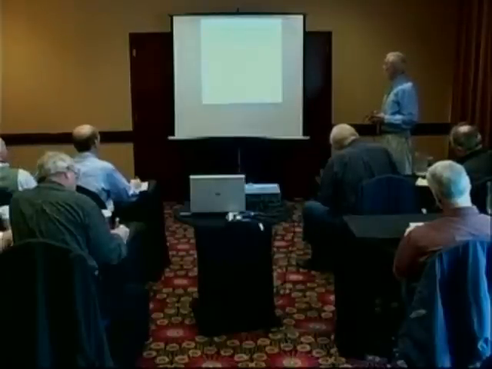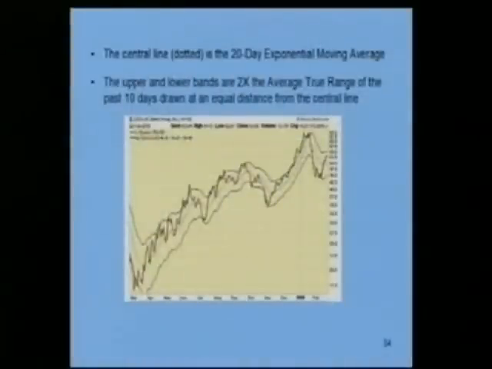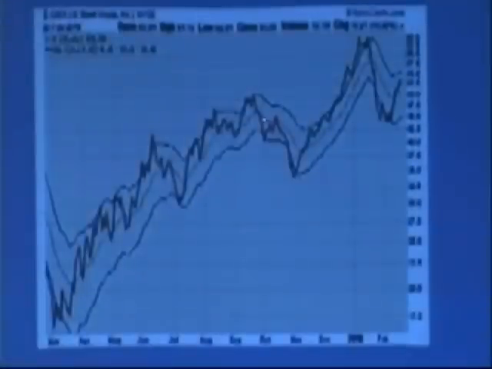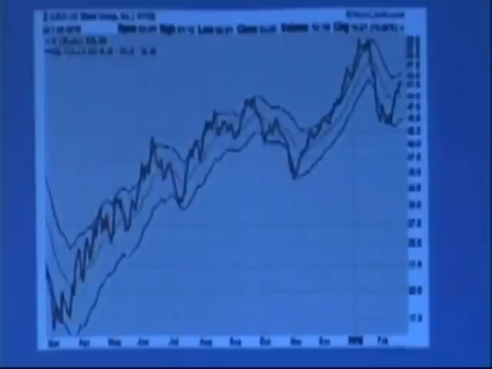Now basically the way the Keltner channels work is there's the center channel right here, which is a dotted line, is the 20-day moving average for the stock. And then there's an upper band and there's a lower band. And the distance from the center to the upper band and the distance from the center to the lower band is 2 times the average true range of the past 10 days.